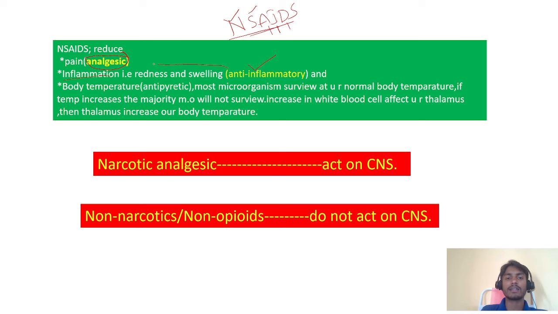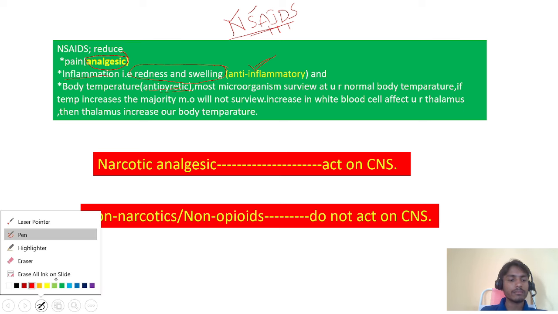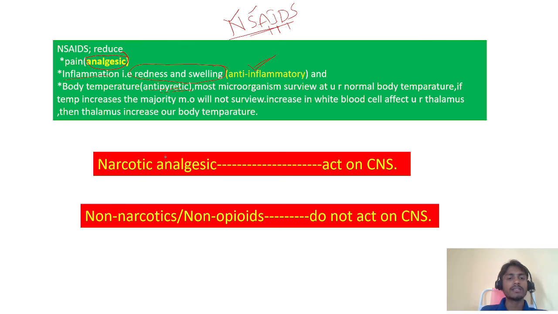What is inflammation? Nothing but redness and swelling. Next, NSAIDs reduce the body temperature, hence they are called antipyretic. These are the properties of NSAIDs. Next, narcotic analgesic drugs act on the central nervous system, whereas non-narcotic or non-opioid drugs do not act on the central nervous system.